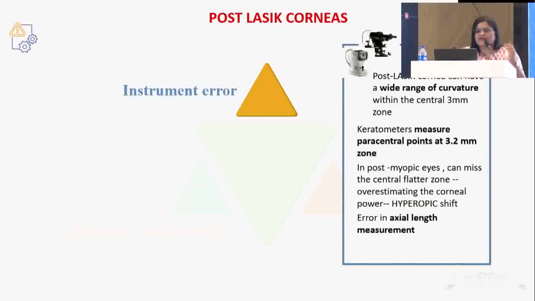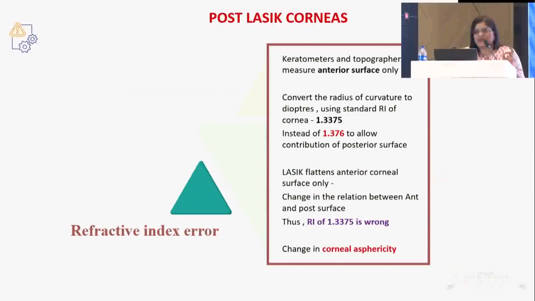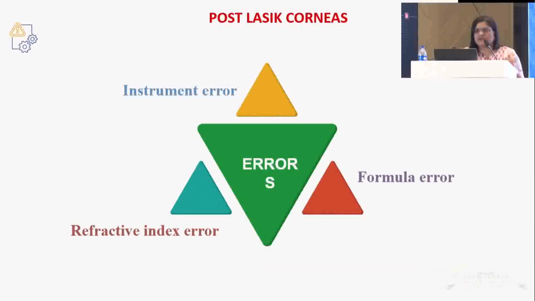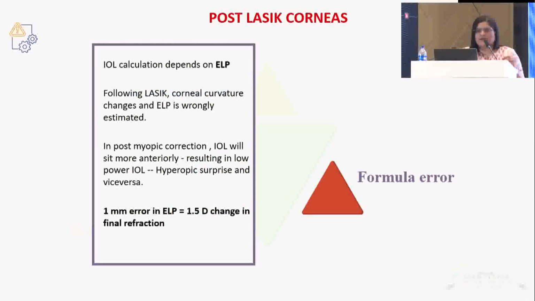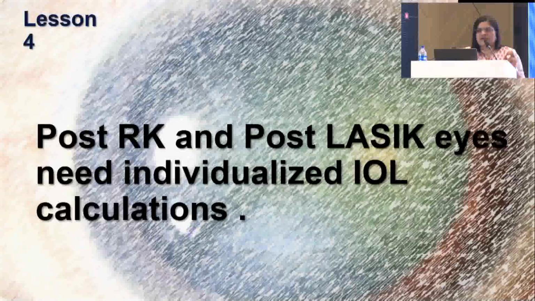Post-LASIK corneas will have 3 kinds of errors. Instrument error, where there will be an error in axial length measurement. There will be keratometers which measure paracentral points at 3.2 millimeter. But in post-myopic eyes, we can miss the central flatter zone, overestimating the corneal power and hence a hyperopic shift. You can have a refractive index error, ma'am has already mentioned that, and you can have a formula error. Here, 1 millimeter error in effective lens position can cause 1.5 diopter change in final refraction.